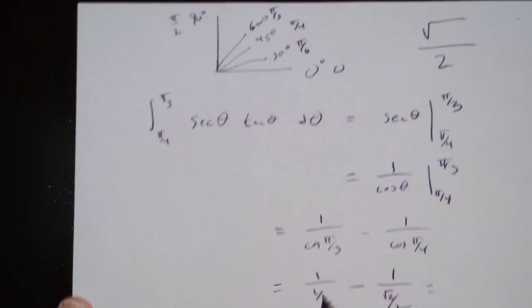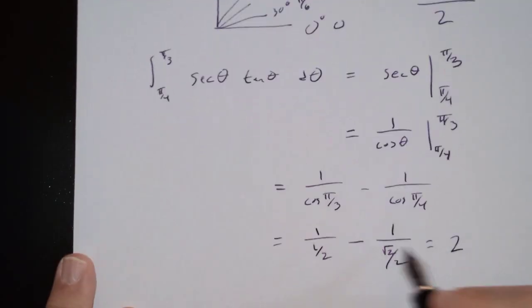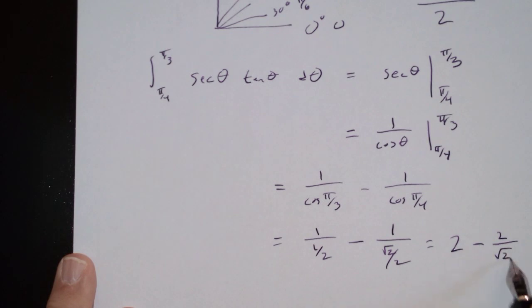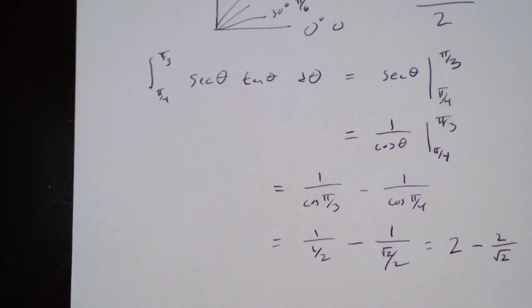So flip this fraction out of the bottom and you get 2. Flip this fraction out of the bottom, you get 2 over root 2. Wait a minute. 2 divided by the square root of 2. What's 9 divided by the square root of 9? What is the square root of 9? So 9 divided by 3 is 3. What's 4 divided by the square root of 4? Because the square root of 4 is 2.